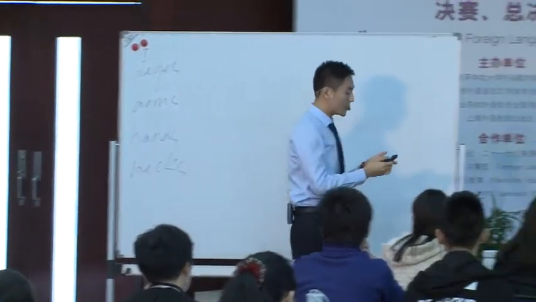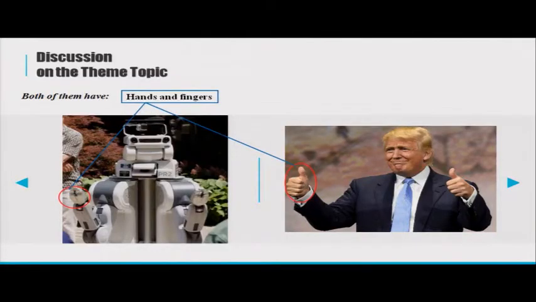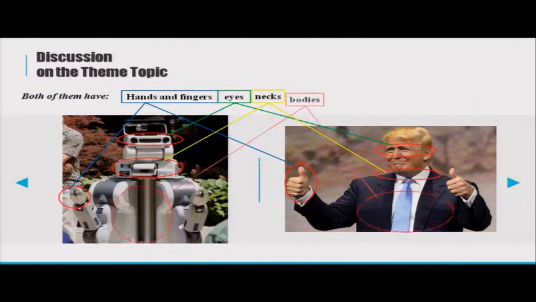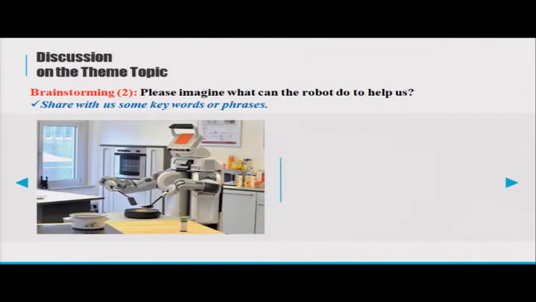Okay, now let's have a summary. Both of them have hands and fingers, right? Eyes, necks, bodies, arms. Good. Now please keep those words in mind. Those words are predicted by us, right? Now our second round. Please imagine what the robot can do to help us?